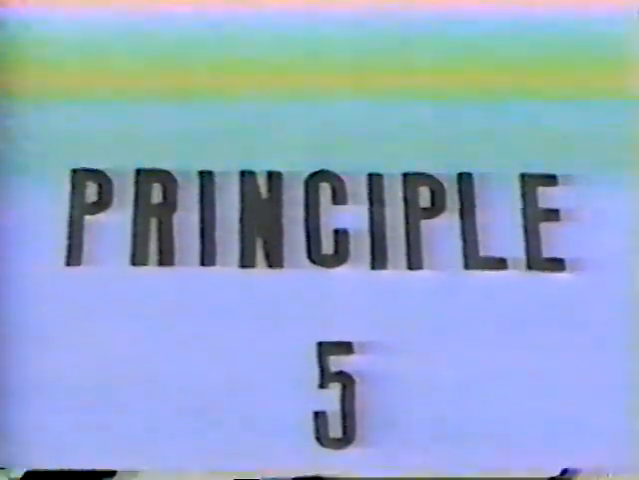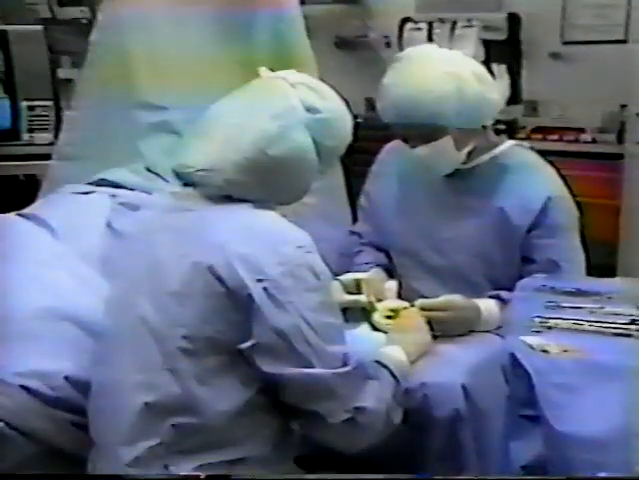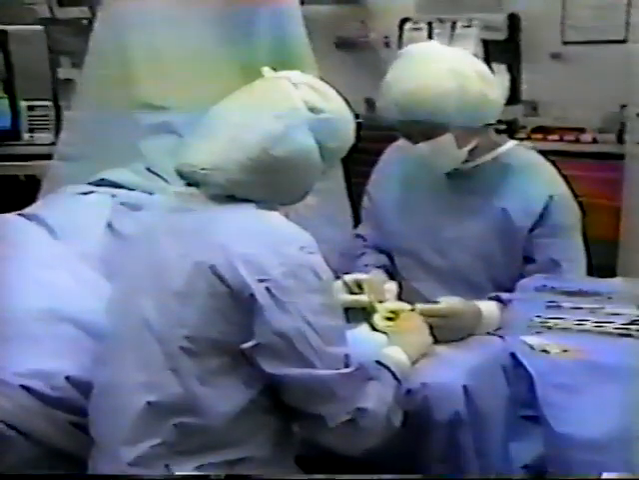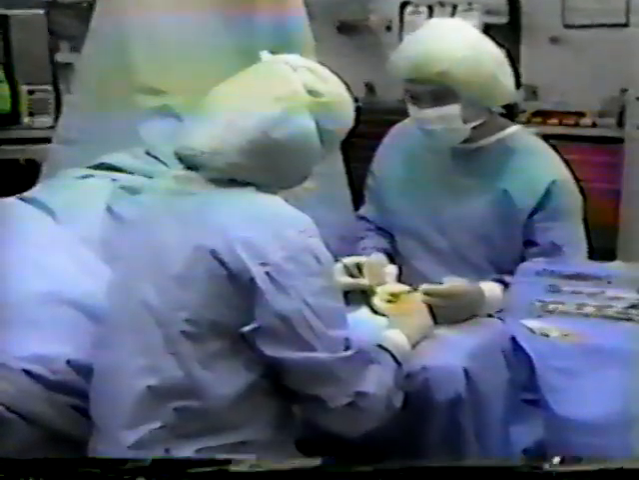Principle number 5. Tables are sterile only at table level. Drapes that hang over the sides are considered unsterile because they're out of sight and cannot be monitored. Scrubbed persons should not allow their hands to fall below the sterile field for the same reason. A scrubbed person should sit in a sterile area only to perform a surgical procedure and should remain seated for the entire procedure.